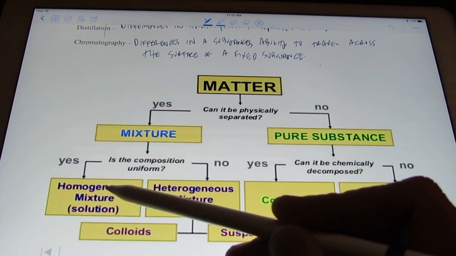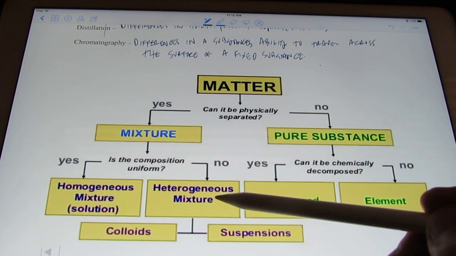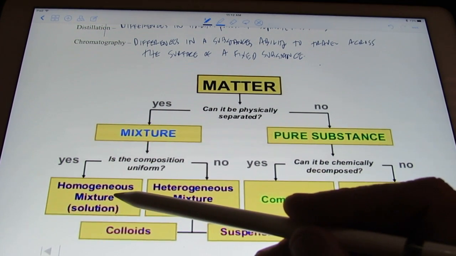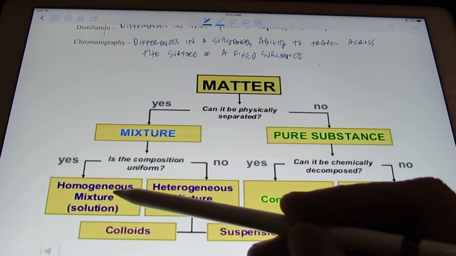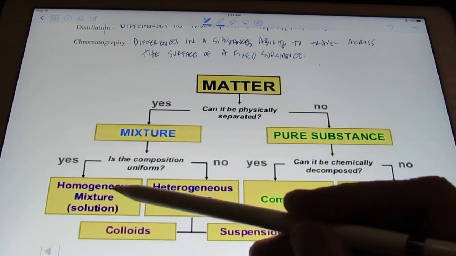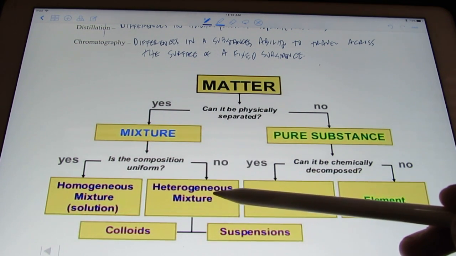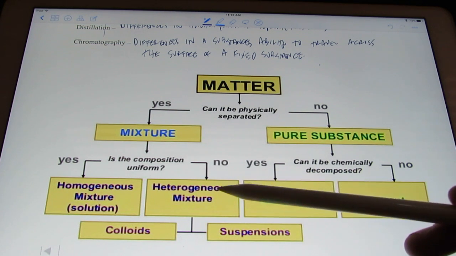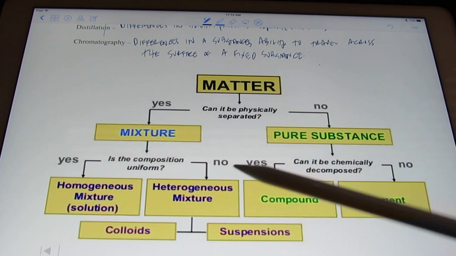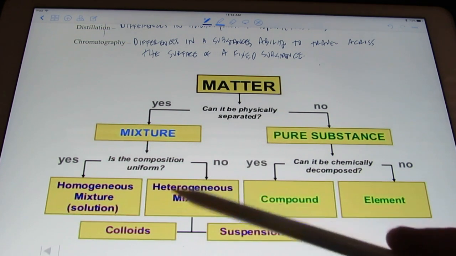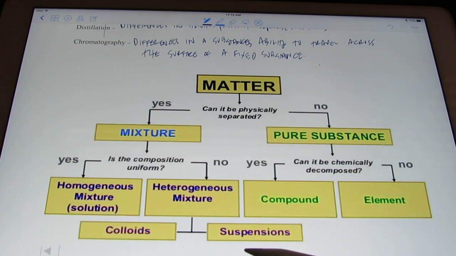We have either homogeneous mixtures, which we also call solutions, or heterogeneous mixtures. Homogeneous mixtures, if you remember, are uniform throughout. So if the composition is uniform, it's homogeneous. Sugar and water, the air you breathe. If it's not uniform in composition, it's a heterogeneous mixture. Oil and water, sand and water. We said milk was a heterogeneous mixture. We then finally categorized heterogeneous mixture into colloids and suspensions and defined both of those.